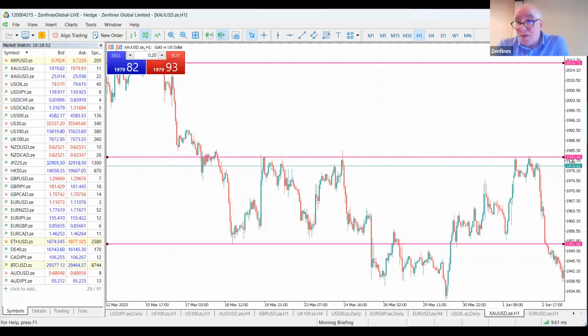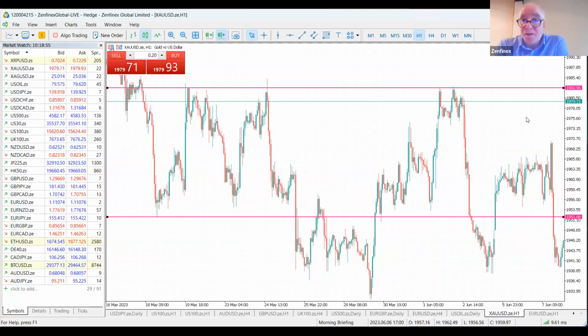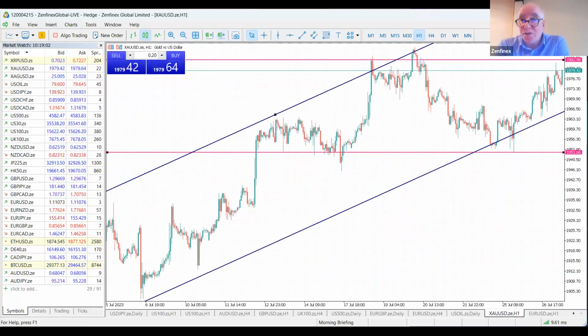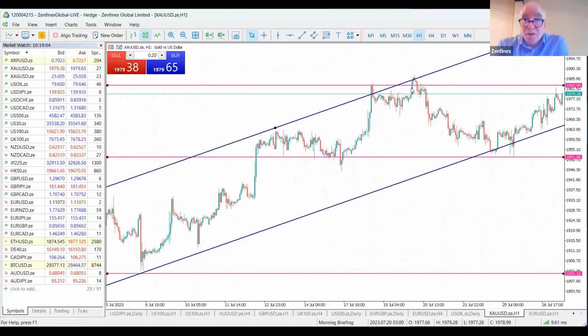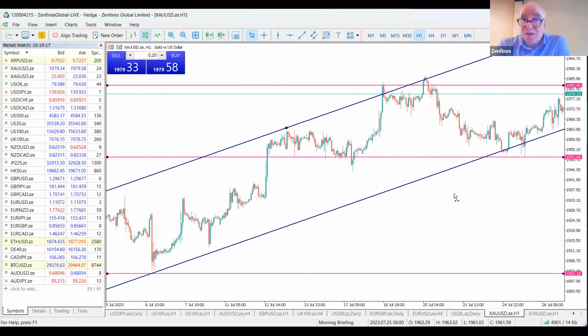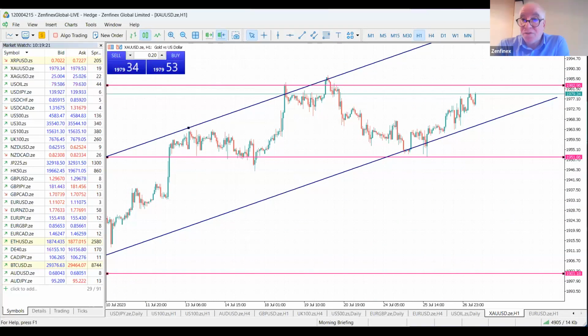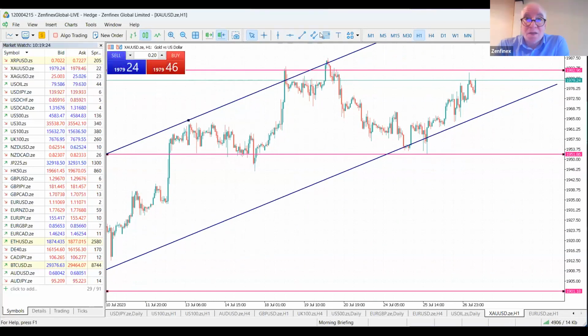So 1982, 1983 is clearly going to be an important level for gold. Why do I say that? Because so many times it's hit it and come back down. It poked through very briefly for a few hours, came back down, and toppled back down to the bottom of our channel, to the bottom of this level of support here. So even in this 4-hourly channel, we're starting to develop another channel from an hourly perspective.